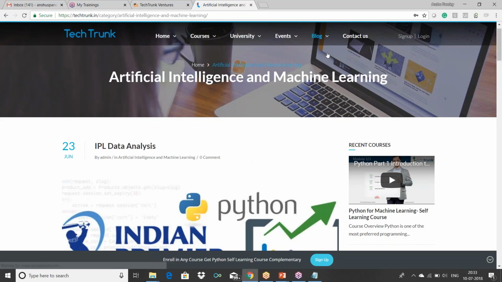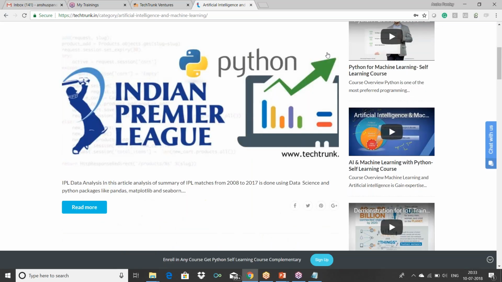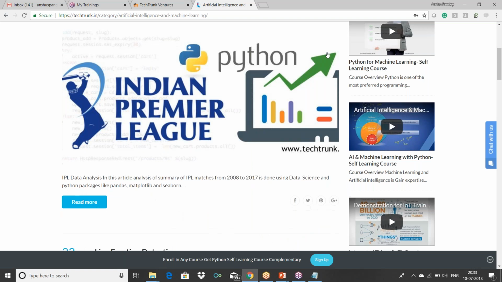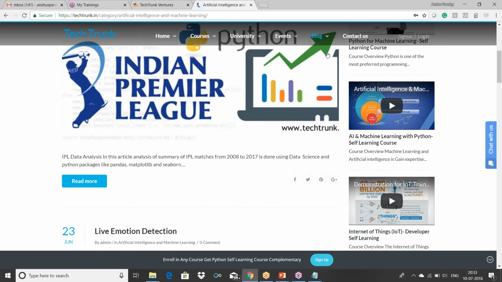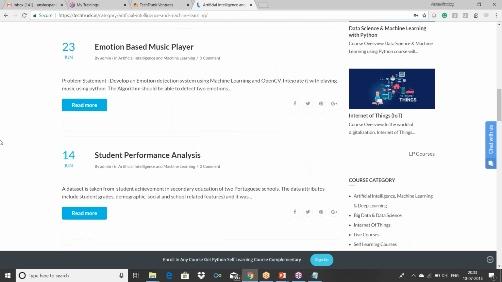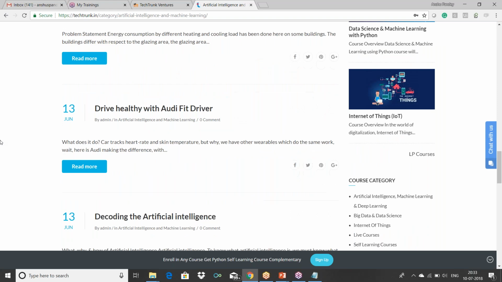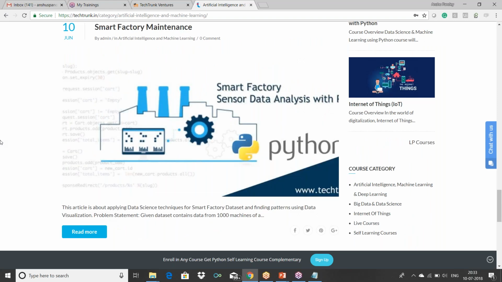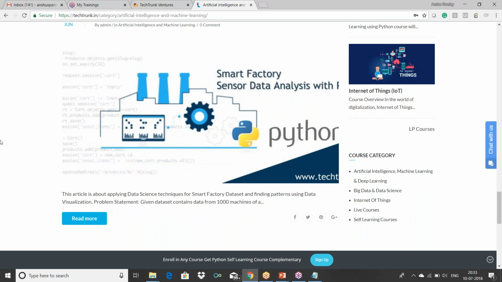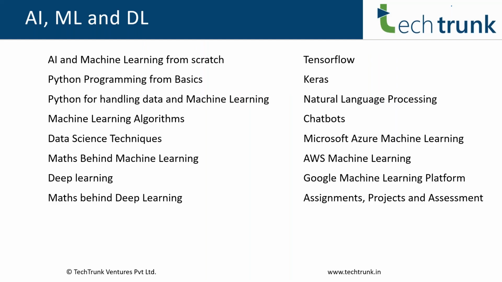You can look here at IPL data analytics, predicting which stadium is good for, like, the way analytics is seen in IPL matches. So working on that kind of real-time data, emotion detection, these are the sort of projects that we make our participants work on, using machine learning and different analytics algorithms. So this is the idea of what they learn when they opt for any course on AI and machine learning at TechTrunk Ventures. I hope I have answered your question, Saikiran.